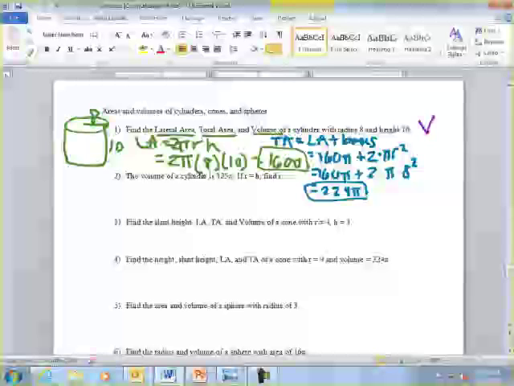And then we are also asked to find volume. Volume formulas do need to be memorized. Volume is area, which is pi r squared, times height. So we plug in our numbers. 8 for radius, 10 for height. And do our arithmetic without the pi. 8 squared is 64 times 10 is 640. And then let the pi tag along.